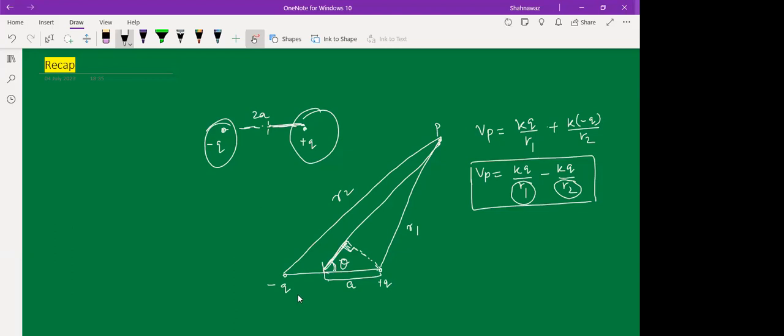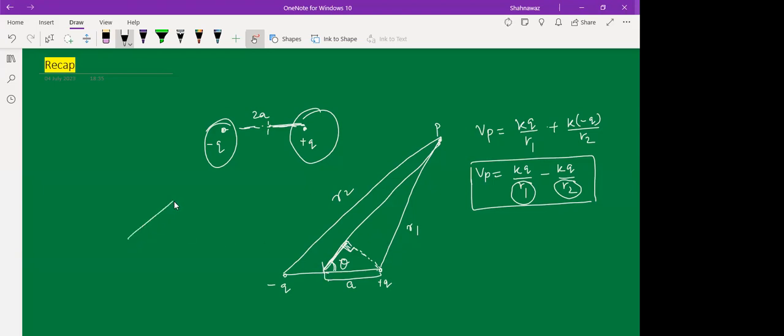Yes. Hello, Mariam. Assalamu alaikum. Walaikum assalam, sir. So I'm just revising the dipole, electric potential due to dipole. Yes, Aisha, this would be how much?